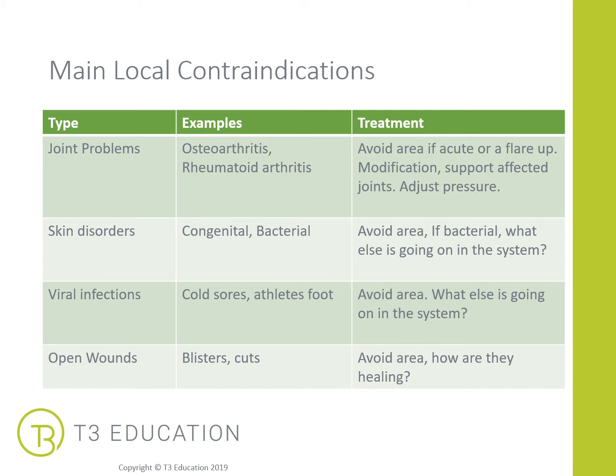The next one is skin disorders, so congenital and bacterial skin disorders. Firstly, avoid the area if it's a local contraindication, so avoid that area where that is affected. Apart from impetigo, which is a bacterial skin disorder, which is a systemic contraindication, so you need to refer on. But if it is bacterial and it's a local contraindication, so you can massage them, you want to be finding out what else is going on in their system. There might be other things that aren't working as well. So you want to refer on to somebody else to get them some more help.